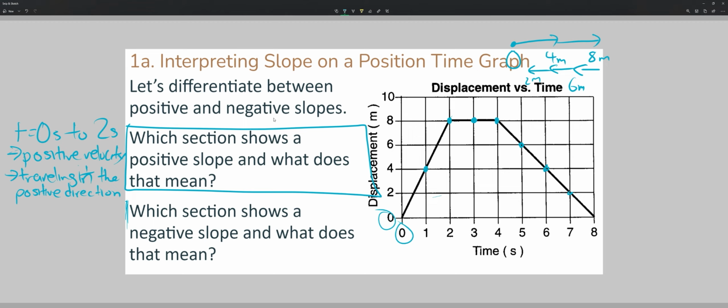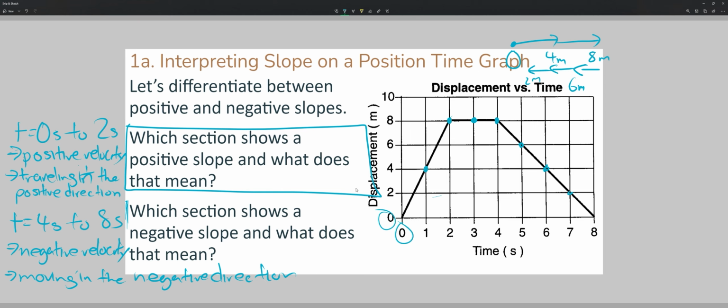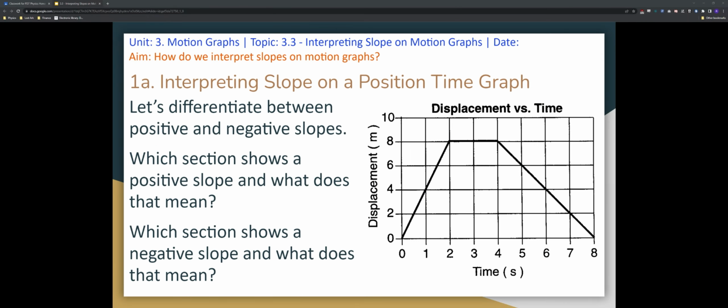Which section shows you a negative slope? So your negative slope would be your downward slope. So from a time of 4 seconds to 8 seconds, you have a negative slope. Right, so which means you have a negative velocity. You're moving backwards now, so you're moving in the negative direction. So that's the answer to these two questions. All right, so let's move on.